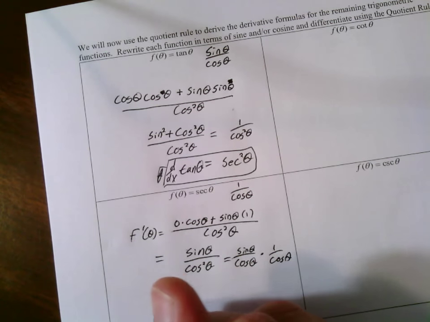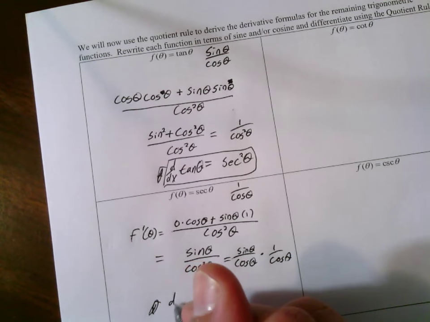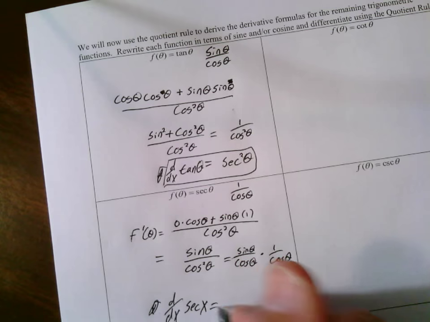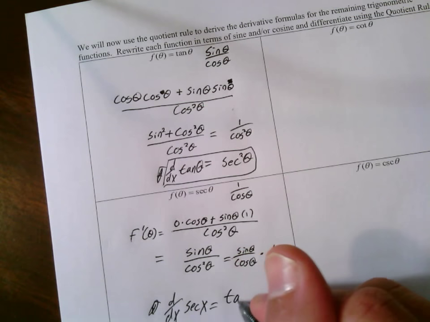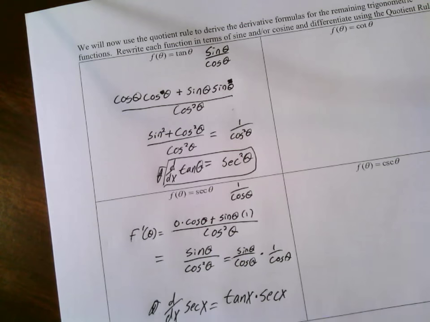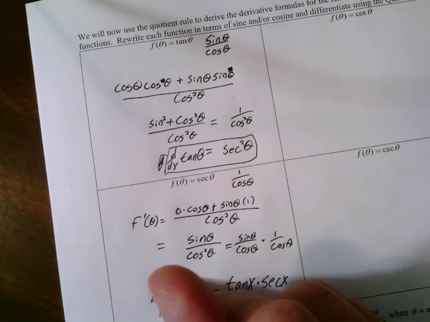So the derivative will equal tangent times secant. You can choose to memorize that.